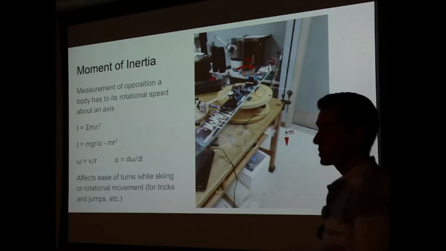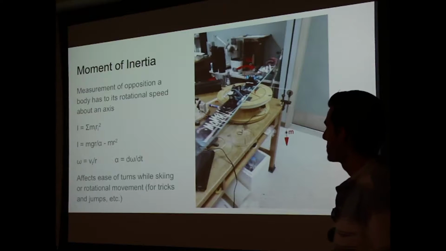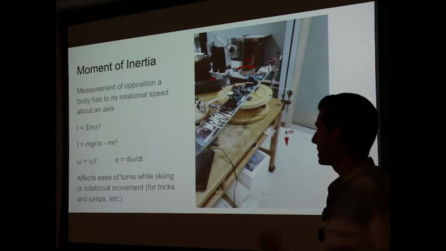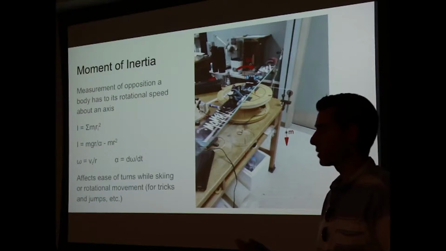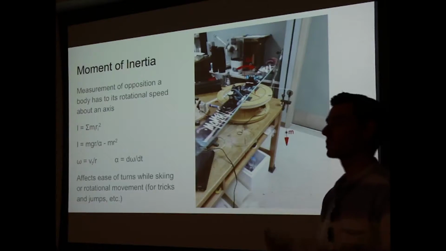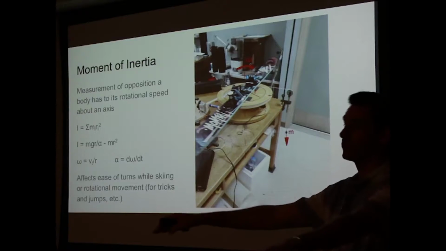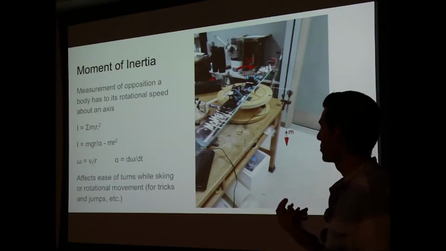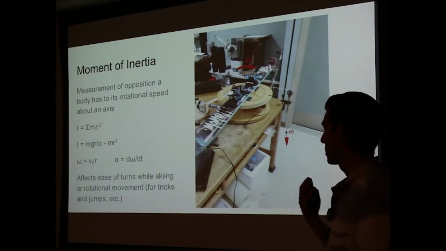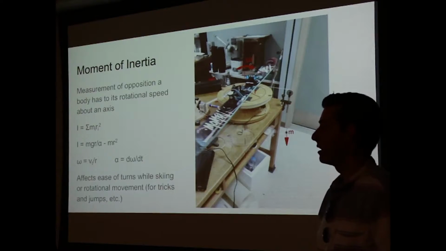And so moment of inertia is the measurement of opposition a body has to its rotational speed about an axis. If you've ever spun around on a rotating stool or something, and you stick your arms out, you move slower. You stick your hands in, you move faster. You're basically changing your moment of inertia, and it has a lot to do with mass density.